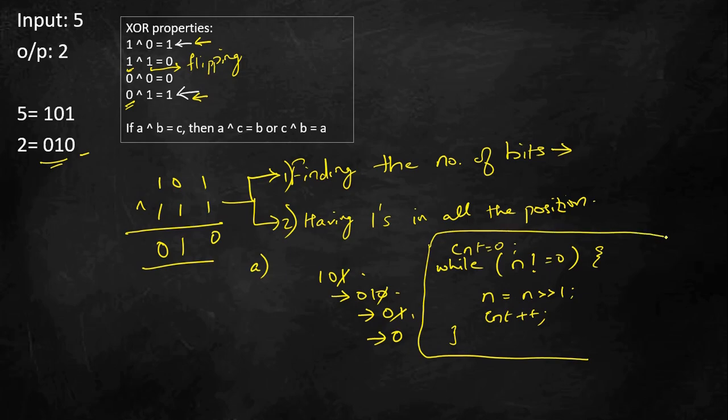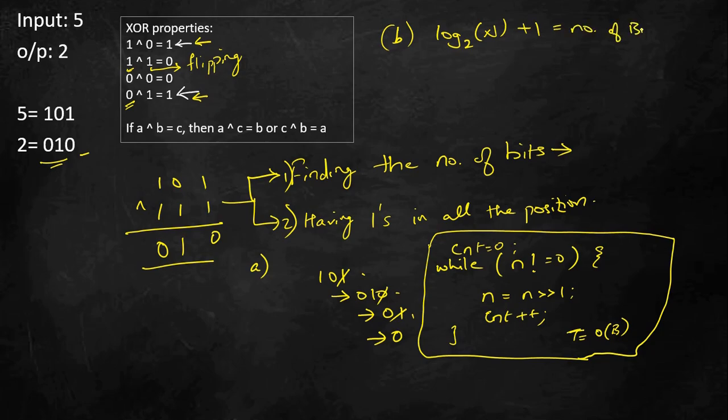The complexity of this will be O of b, where b is the number of bits in the number. So here the time complexity will be O of b, and b will be the number of bits in the number. Okay. There is another way of doing this. Let me write down here. The second way is you can find out the log of this number to the base 2. So log to the base 2 of n plus 1 will give me the number of bits in n.